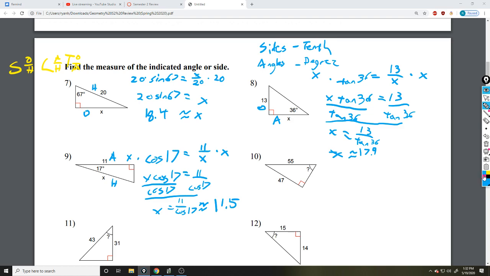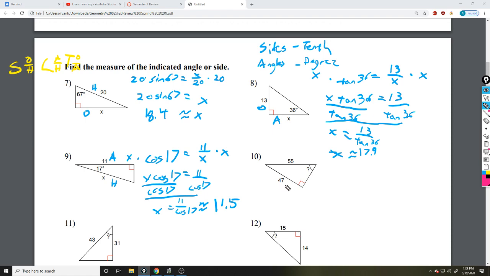Now we're going to shift gears, and we're going to do inverse trig. The only difference is that instead of using the angle to solve for a side that we don't know, now we're using the sides to solve for an angle we don't know. But the way that we're going to choose our trig ratio is basically the same.